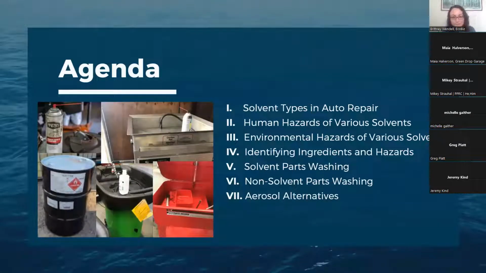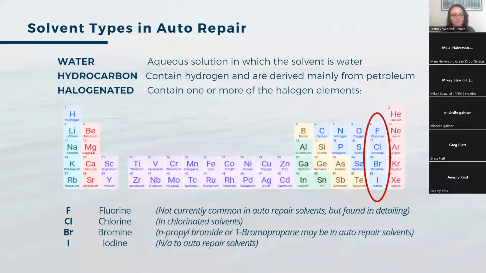Here's our agenda for the next hour. We plan to cover different solvent types in auto repair. We'll go over human and environmental hazards of solvent use, toxic solvent-based parts washing and its alternatives, and we'll cover some aerosol alternatives as well. All right, so let's jump in.